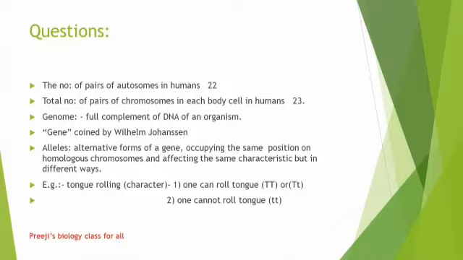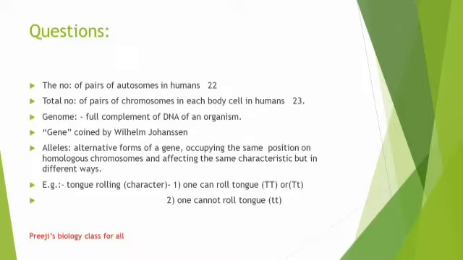Then what are alleles? Alleles are the alternative forms of a gene. That means if capital T is there, that determines one character, that is tall, or the ability to roll the tongue. So these are alternative forms of a gene. These alleles occupy the same position on a homologous chromosome.